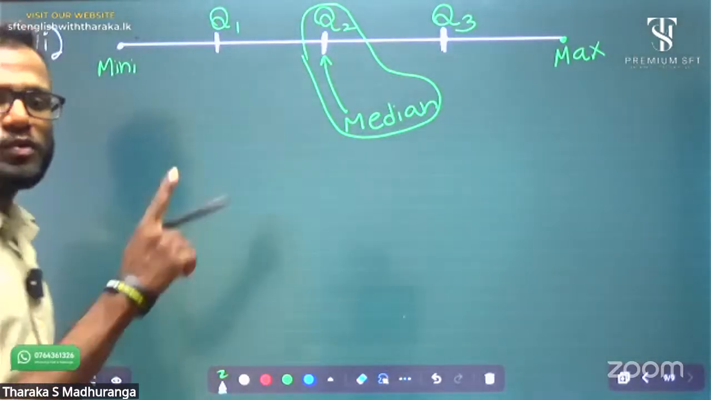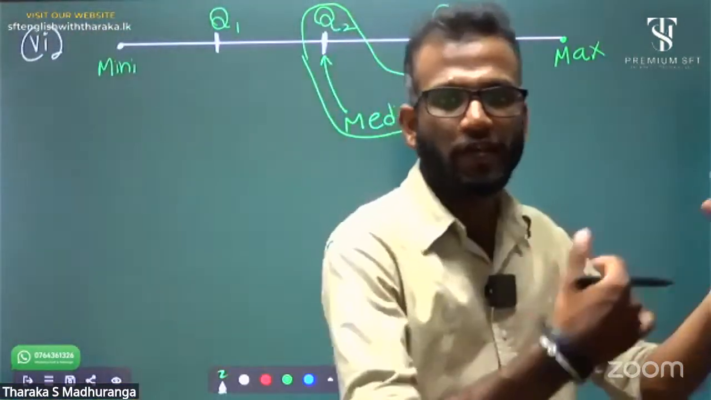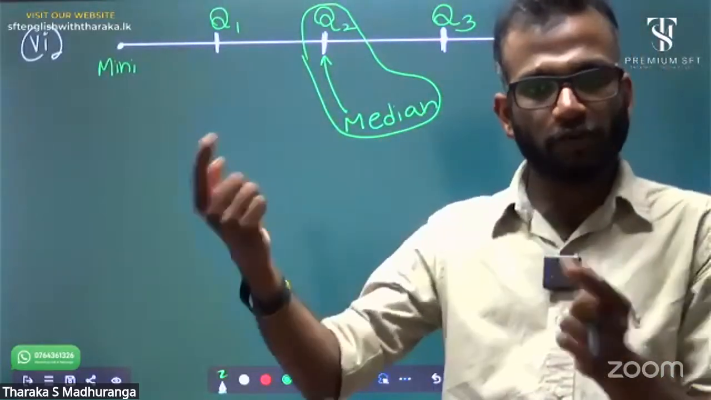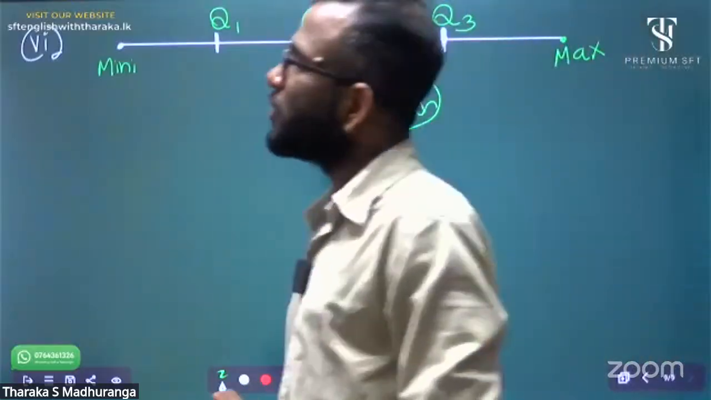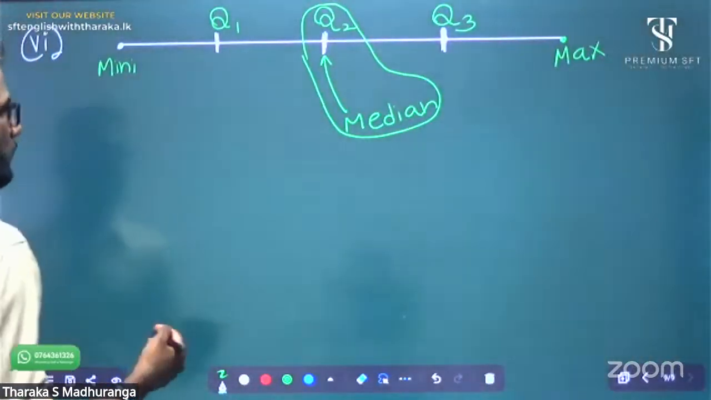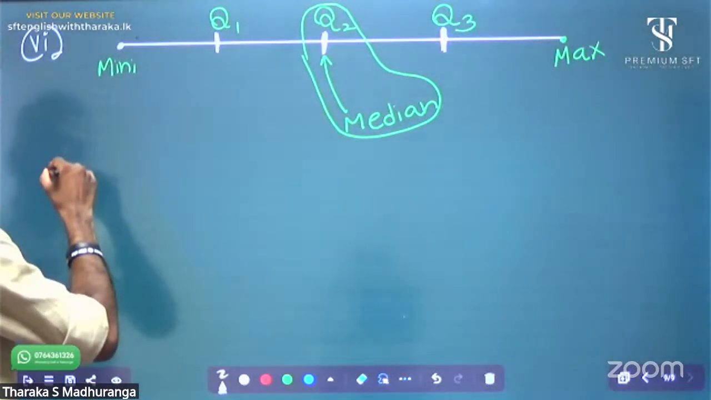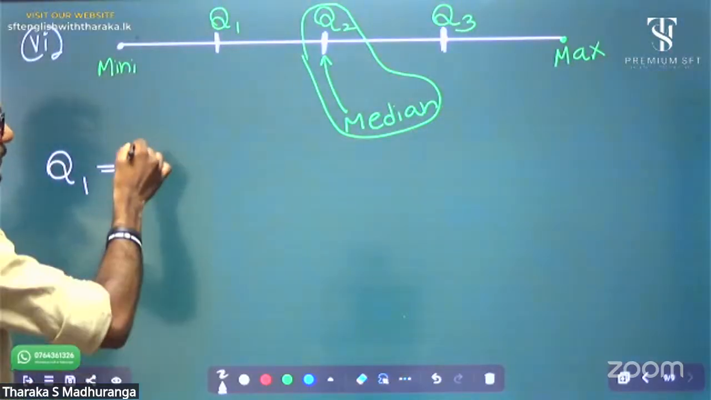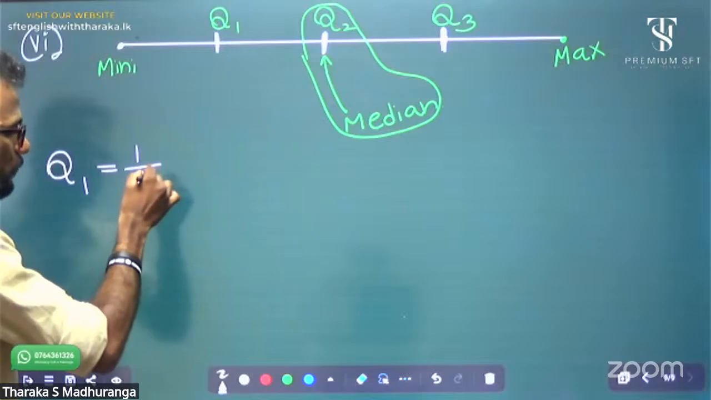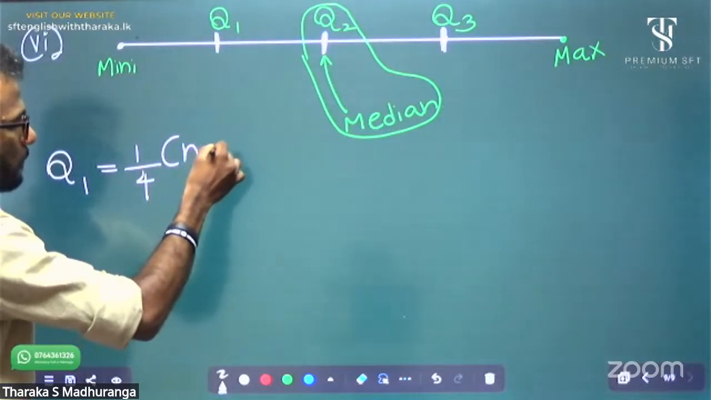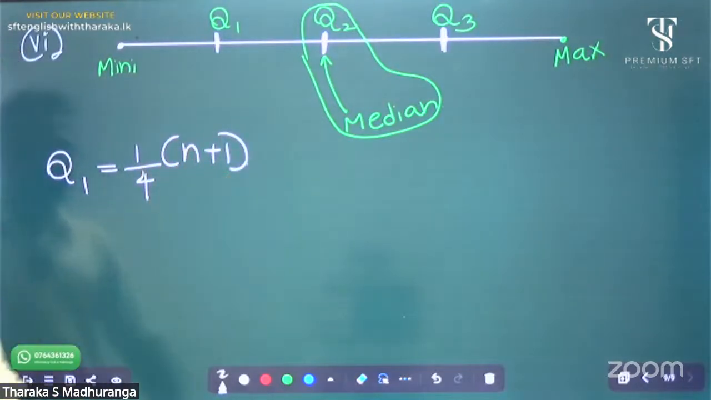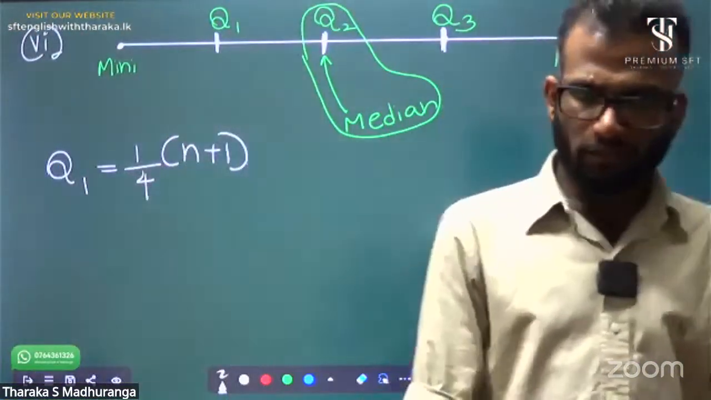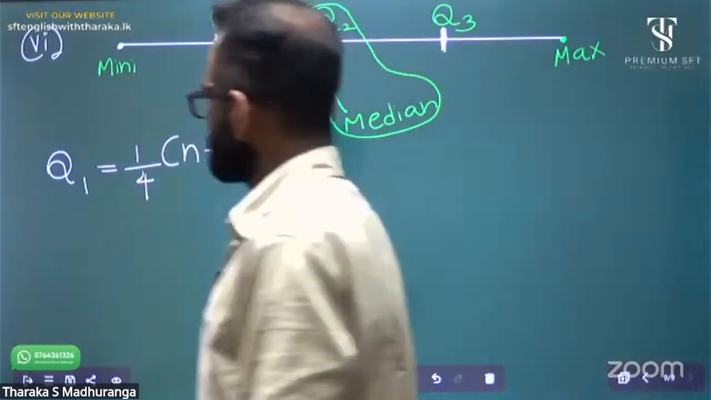Okay. Now how to calculate the first quartile? The second quartile, you already know. How to calculate the second quartile? (n plus 1) over 2, that's the median. How to calculate the first quartile? Remember, 1 over 4 times (n plus 1) is the method. 1 over 4 times (n plus 1) is the first quartile.